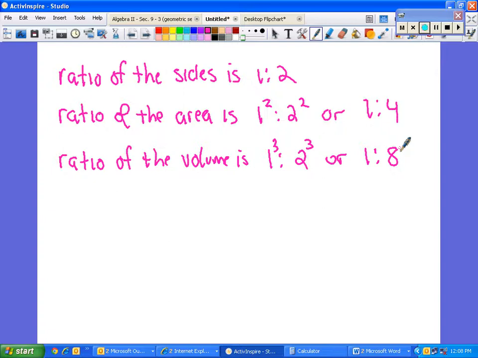This is a good way to remember. For comparing the sides, it's one-dimensional, so everything is to the first power. Comparing area, second dimension, everything is to the second power. Volume, 3 dimensions, everything is to the third power.